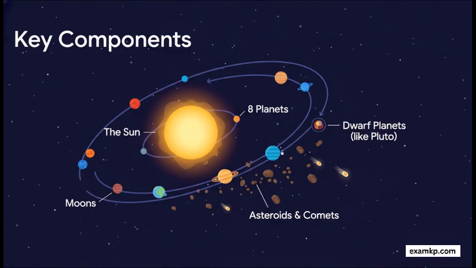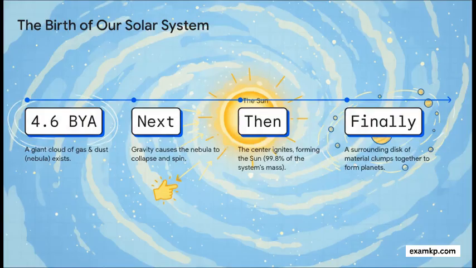So how did this all even start? Well, about 4.6 billion years ago, there was just this giant cloud of gas and dust called a nebula. Over time, gravity started doing its thing, pulling everything inwards, causing it to collapse and spin faster and faster. The center got so hot and dense that it just ignited, and boom, our sun was born. All the leftover bits and pieces swirling around then clumped together to form the planets.